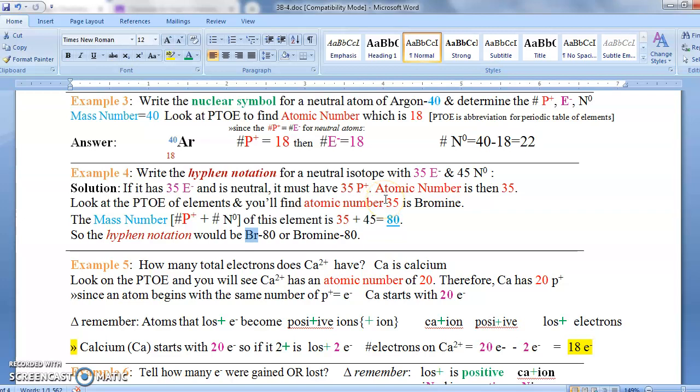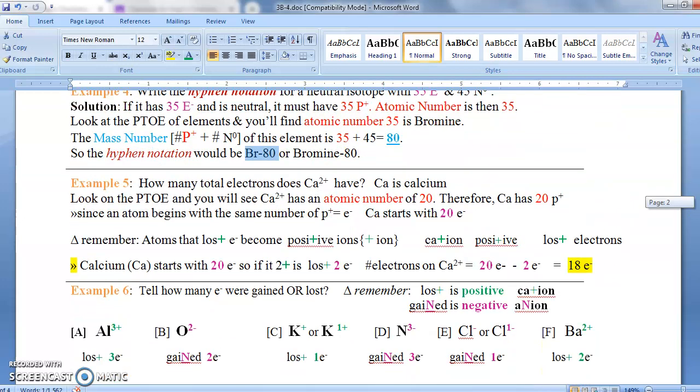So how many protons and neutrons total would it have? Well, we know it has 35 protons. Here they told us it has 45 neutrons. So the mass number is protons plus neutrons. 35 and 45 is 80. This is bromine-80, or Br-80 for the hyphen notation.